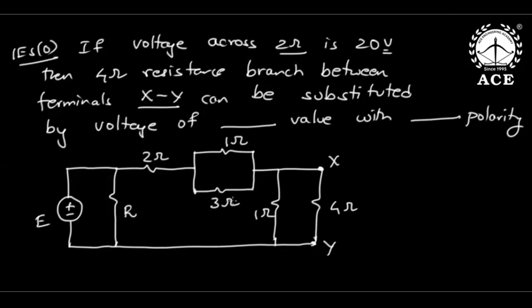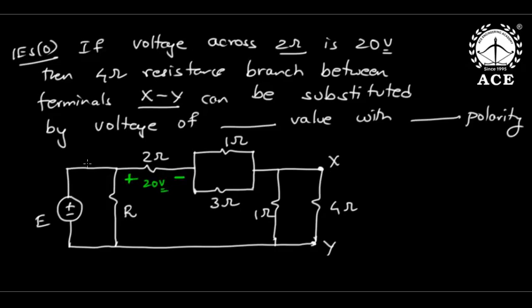Yes, I'm giving the answer. Very good. See here. Now first he said voltage across 2 ohms is 20 volts. So this is the voltage across 2 ohms, which is how much? 20 volts. Okay. Now why did I take this polarity?